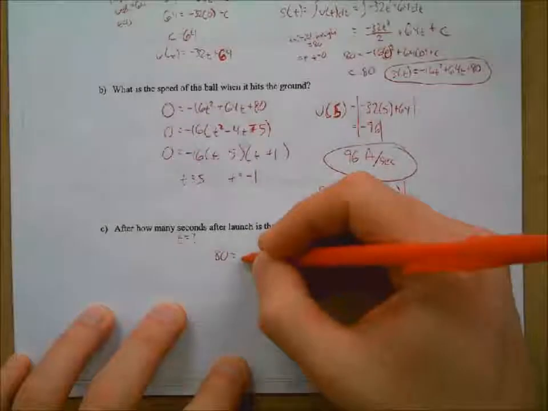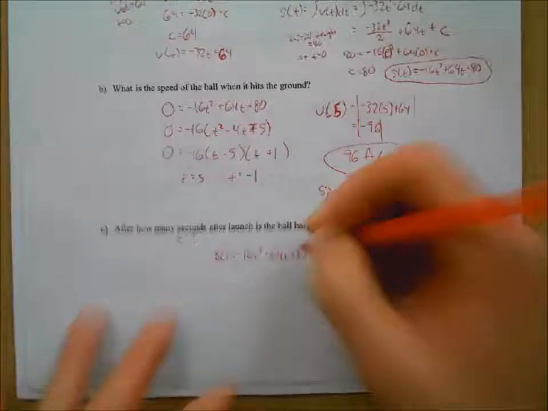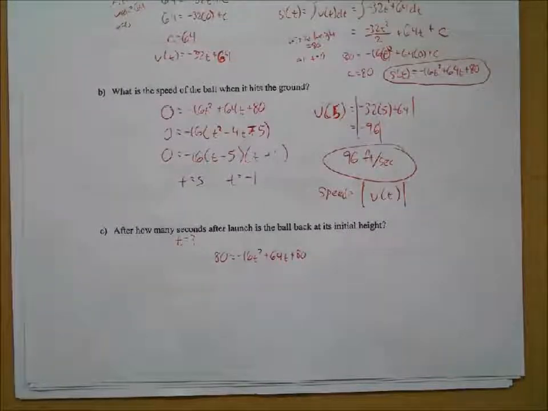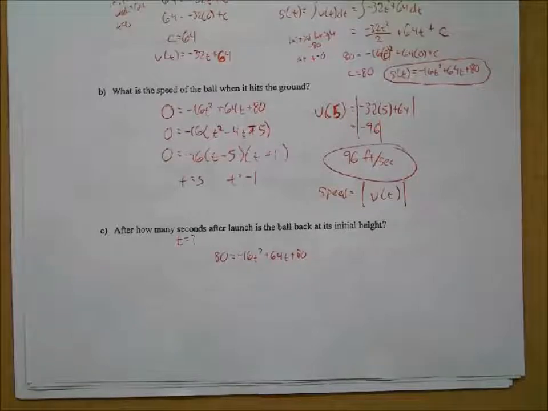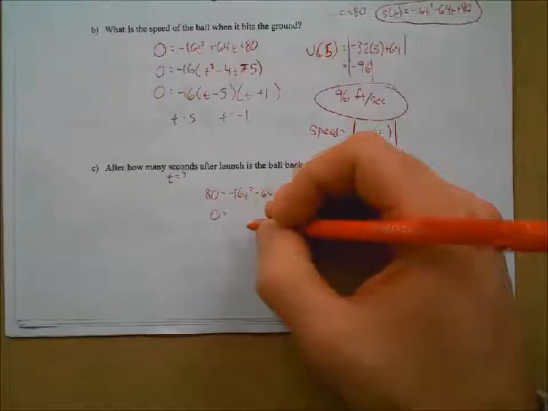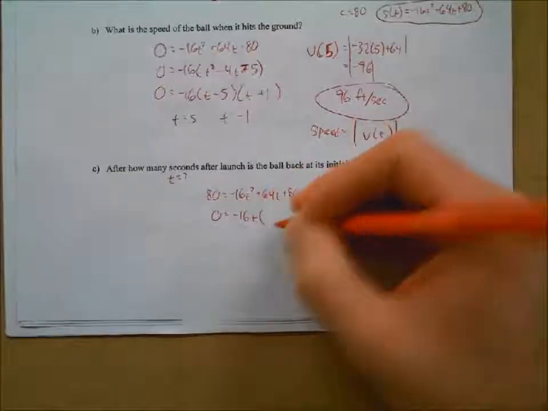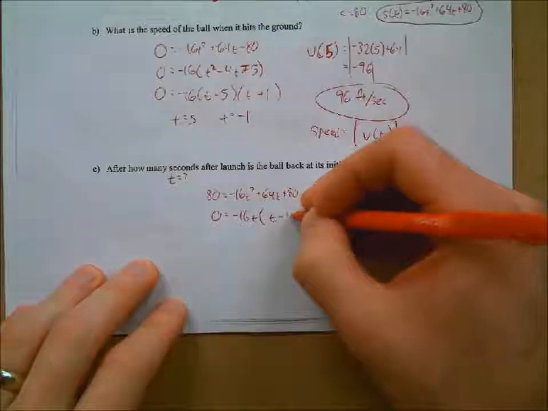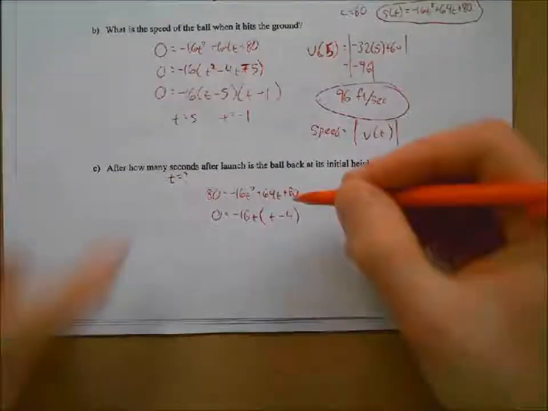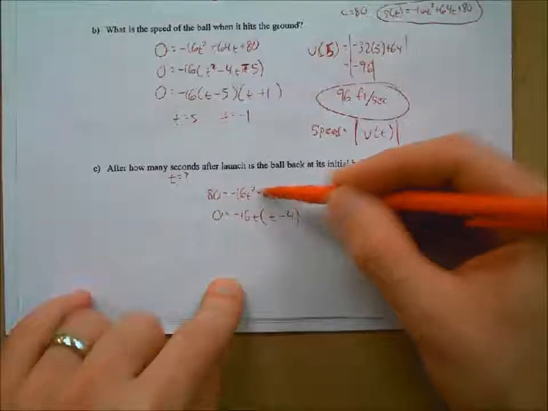So 80 equals negative 16t squared plus 64t plus 80. And so then we say 0 equals, I'll go ahead and factor out a negative 16 here again. Actually, I'll factor out a negative 16t. And so I'll have t minus 4 there. So again, subtract 80 from both sides, you get 0. Factor out a negative 16t from what's left over here, and you're left with that.